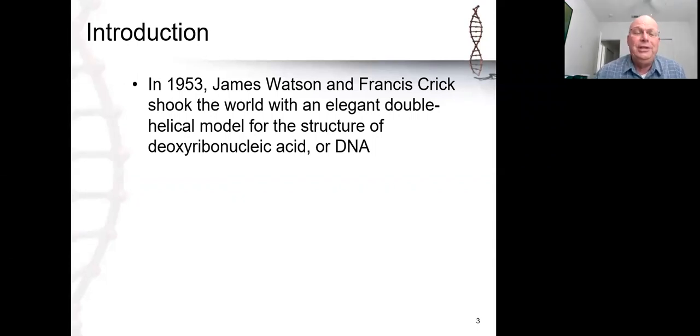And Pauling would actually influence the direction in which the work looking at molecules of inheritance would move for many years because of his fame as a chemist.